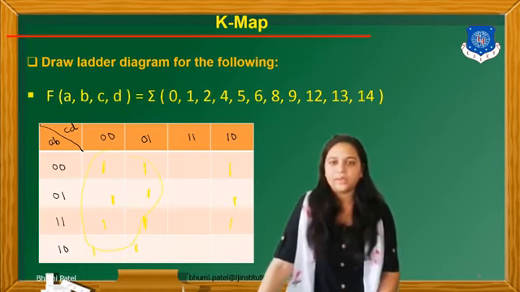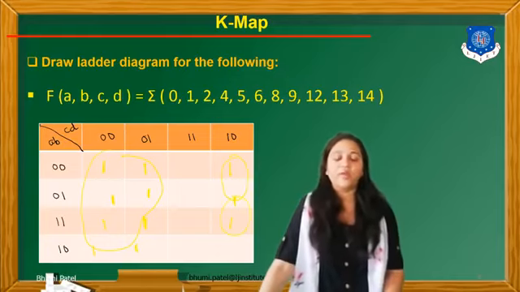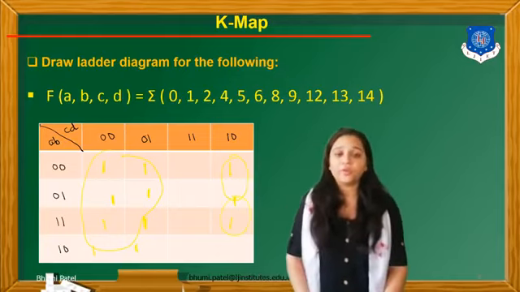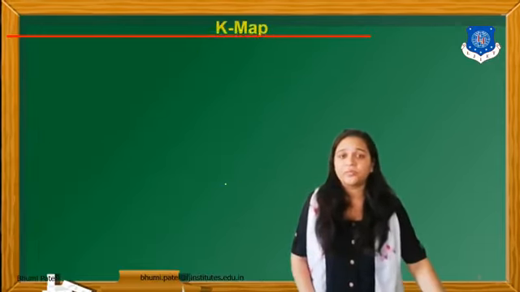pair and this is my second pair 1, 1, and again we can put here 1, 1. We can also make the 4, 1 pair. So what is the equation for this particular K-map?